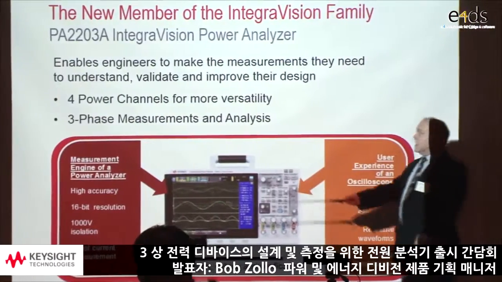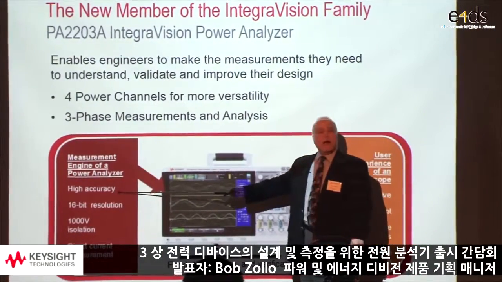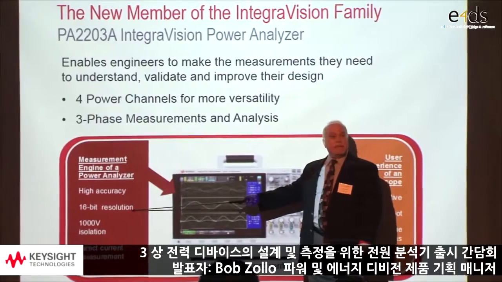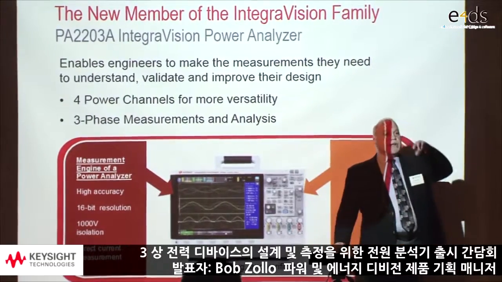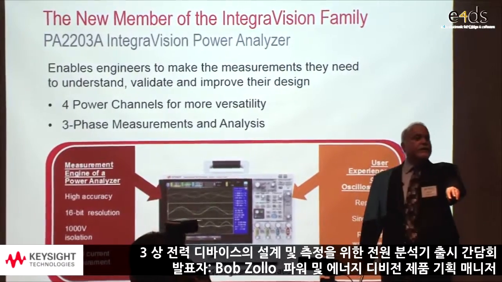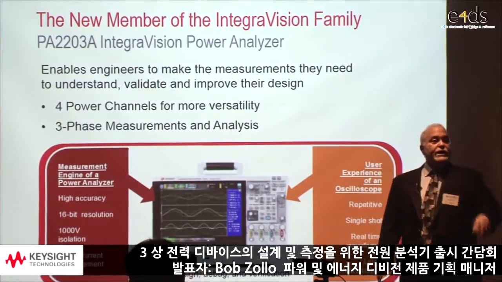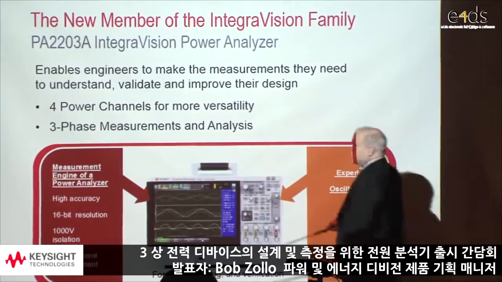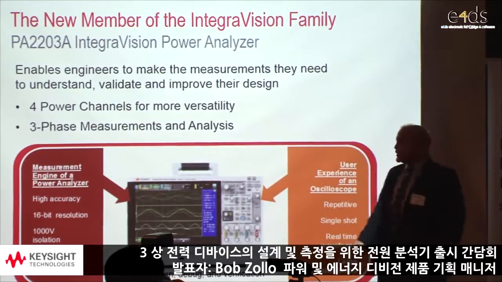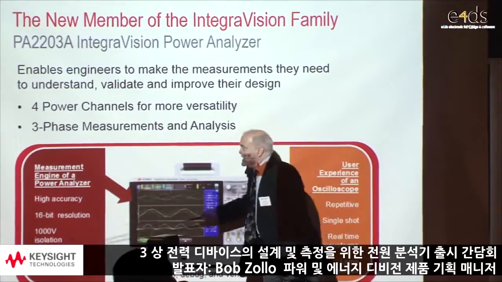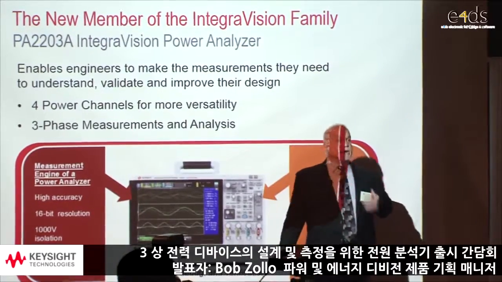So that means, like a power analyzer, it is very high accuracy. It has 16-bit resolution. It has 1,000-volt isolation. That means you can plug it directly into the AC line and measure the AC line without the need for special probes. And it can measure current directly, whereas an oscilloscope would need current probes. So that's the power analyzer engine, the inside, the heart is like a power analyzer.